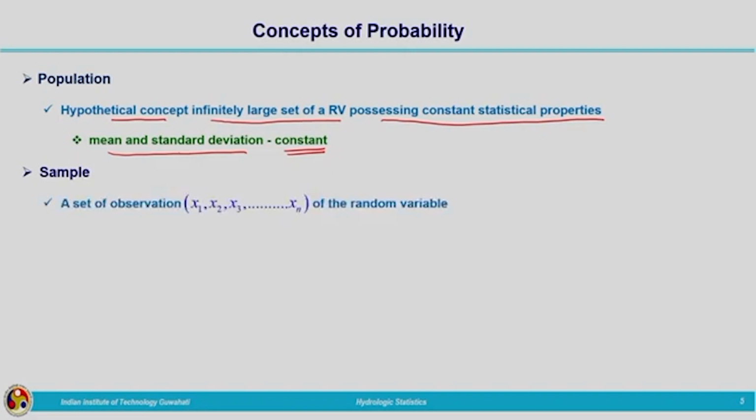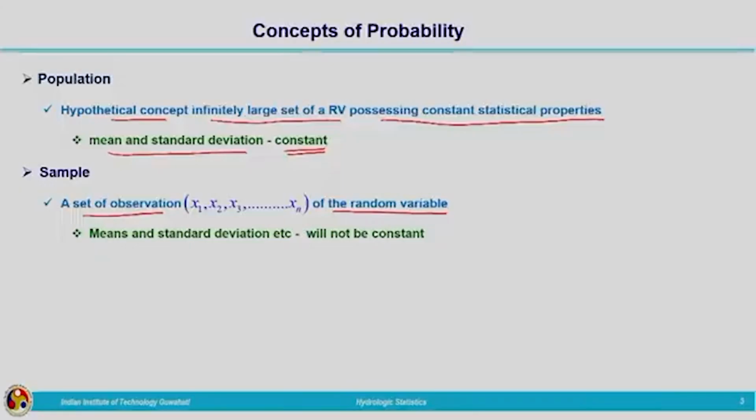Sample is the one in which there is a set of observations of random variables. If we are representing the set of observations by x1, x2 up to xn, for example, if I am considering annual maximum rainfall for the last 30 years, 30 data points will be there, every year one maximum value. So that analysis I am carrying out for 30 years data. 30 years data is selected for further analysis. That is why sample is considered as a subset of population.